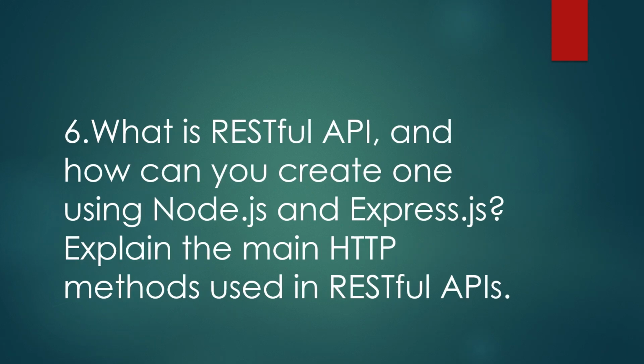What is a RESTful API and how can you create one using Node.js and Express.js? Explain the main HTTP methods used in RESTful APIs. A RESTful API, that is, a representational state transfer API, is an architectural style for designing networked applications. It relies on a stateless, client-server, cacheable communications protocol, typically HTTP. RESTful APIs use HTTP requests to perform CRUD operations on resources.